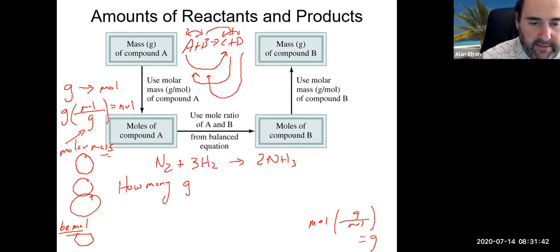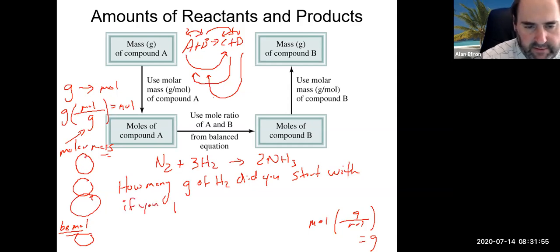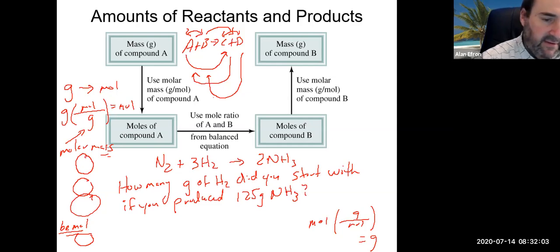How many grams of H2 did you start with if you produced 125 grams of NH3? So why don't you give that a go, and I'll give you some info.